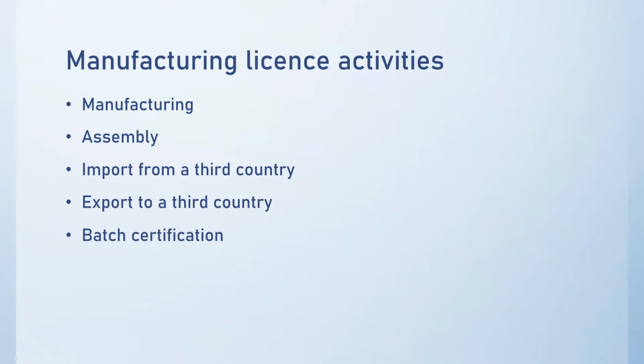Manufacturing license activity also covers the import from a third country, export of a medicinal product to a third country, and batch certification. Batch certification in relation to a medicinal product concerns the activities conducted by a qualified person in determining that a batch of a finished medicinal product is certified within the European Economic Area before release for sale or supply in accordance with the requirement of marketing authorization. MHRA can issue license for the batch certification only for the product for which the applicant is holding the marketing authorization. MIA holder can store and distribute medicinal product without any additional wholesale dealing license.